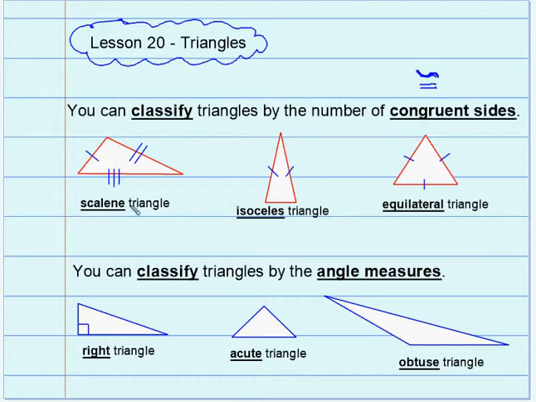So a scalene triangle has no sides that are equal in length. So notice that we have a 1, a 2, and a 3. Now that doesn't tell you how long the sides are, but it tells you that this side is a different length than this one and different from this one. Those are tick marks. None of them match up, so this has no sides equal.